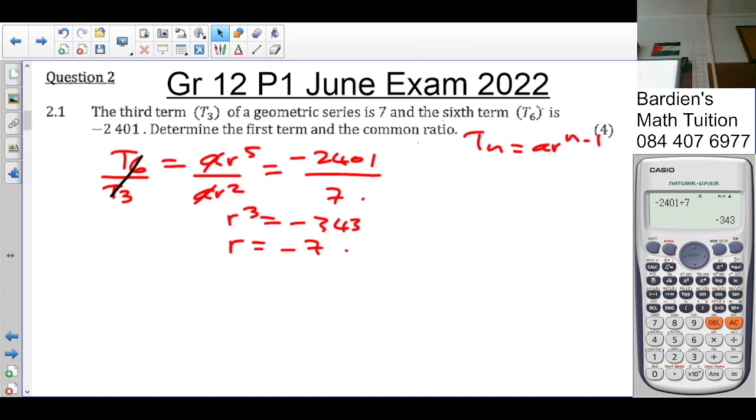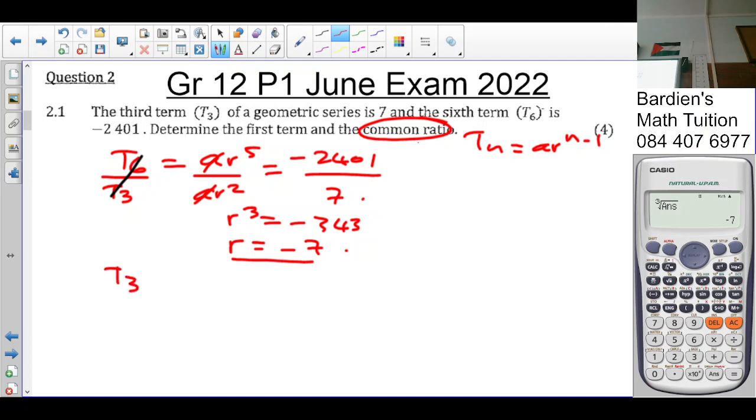The cube root. Okay, we get the answer negative 7. So there's your R value. And the question was to determine the common ratio. I just did, and then the R value. Your first term, which is your A value.